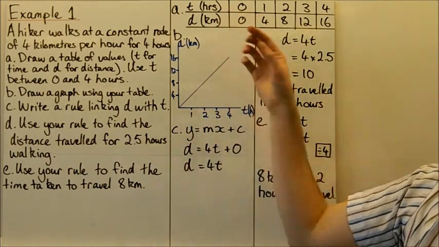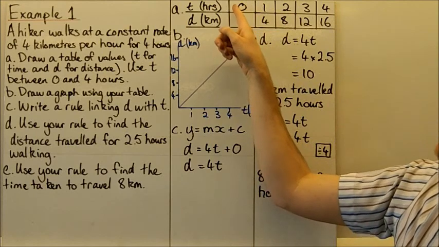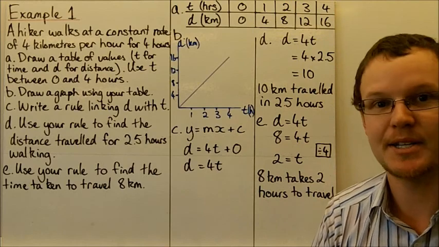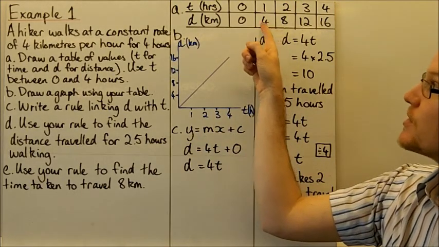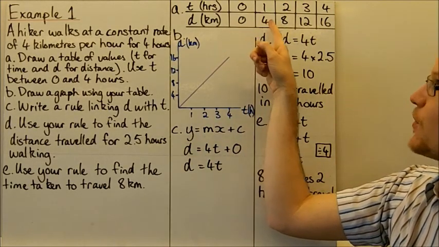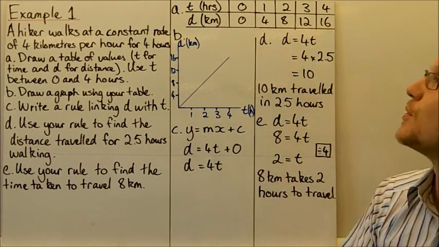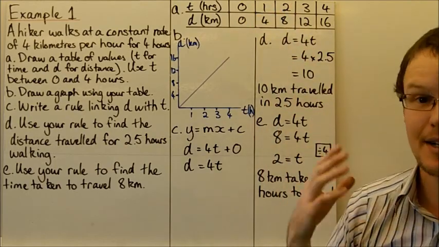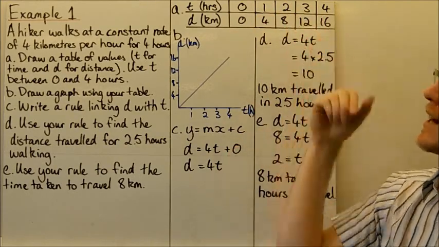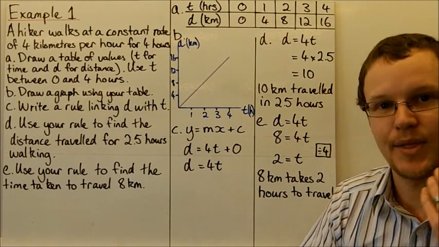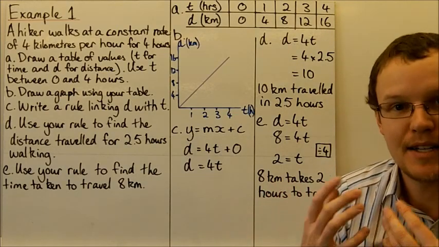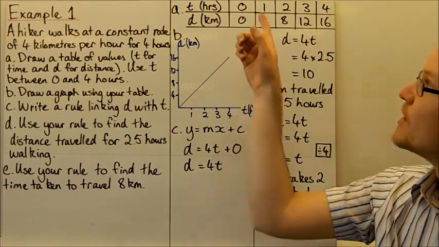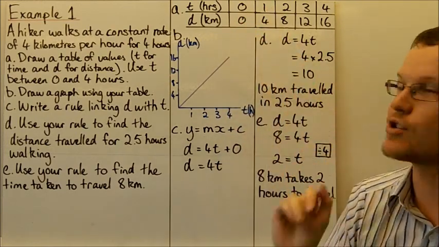So we can create a table of values. If he starts at 0 time, every hour he's going to go another 4 kilometres. So our distance is going to add 4, add 4, add 4, add 4. After 1 hour he's travelled 4 kilometres, after 2 hours he's done 8 kilometres, after 3 hours he's done 12 kilometres. That's the definition of speed. Speed is the amount of distance travelled with time. So every hour he's travelled an additional 4 kilometres.